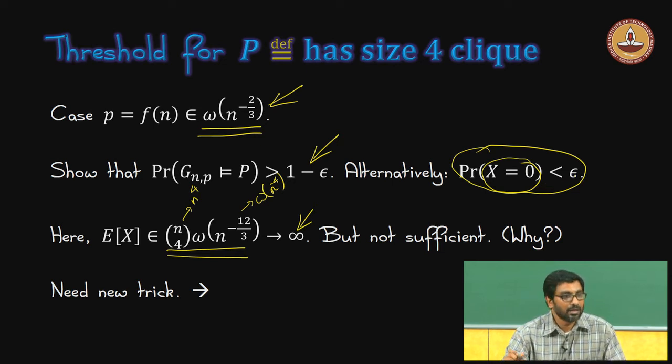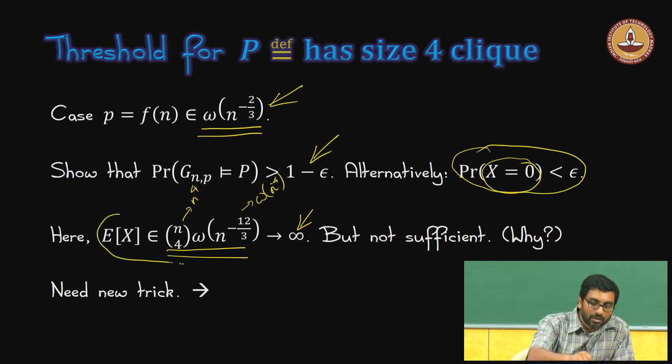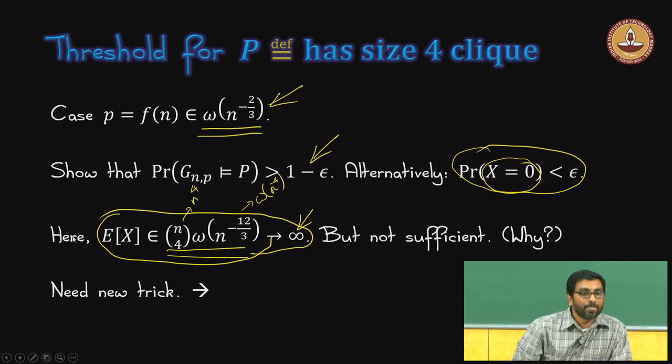because we want to be able to show that x equal to 0, we want to be precise about this. We want to show that the probability that x equal to 0 is at most epsilon. So, one thing, why is this not sufficient? Let me ask you this, why is this not sufficient?